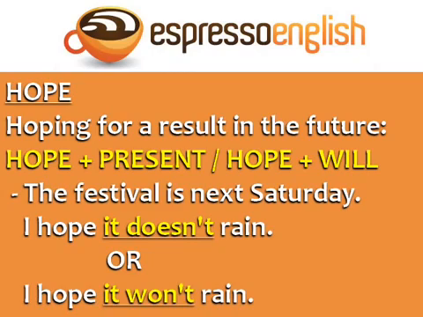Here's another example. The festival is next Saturday. I hope it doesn't rain. Or, I hope it won't rain. Won't is the negative form of will.